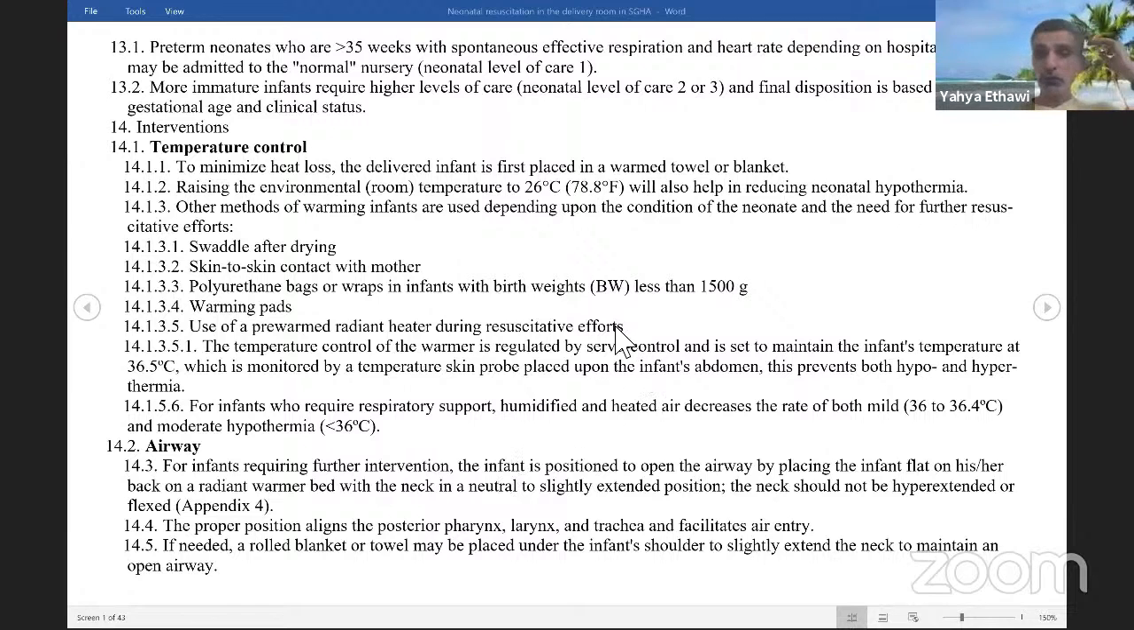Or we can use the servo control, which means that you put a probe on the skin of the baby or in the rectum and connect it to the incubator or the resuscitator to control automatically the temperature around the baby and the baby's temperature.